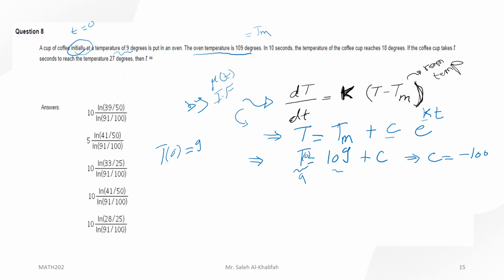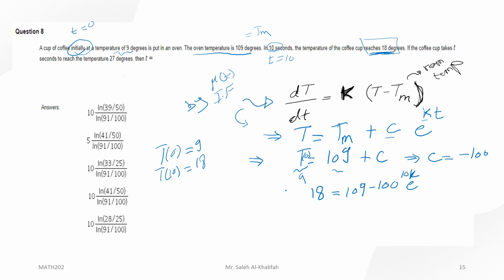طيب هذا طلعنا السي. Now we need K. بعدين قال لك ان the coffee cup reaches 18 degrees after كم 10 seconds, t equals 10. So we have the second equation: T of 10 equals what? 18 degrees. Now we solve: 18 equals 109 minus 100 e to the power k t. What is t? We said that it is 10.